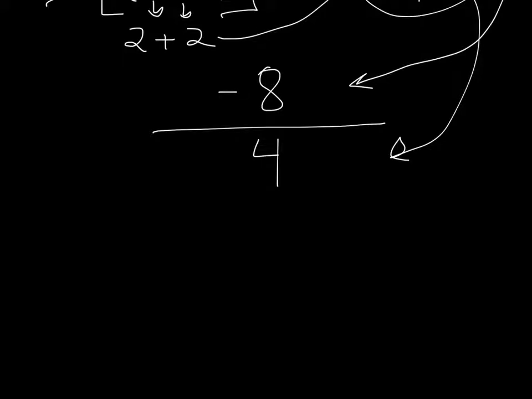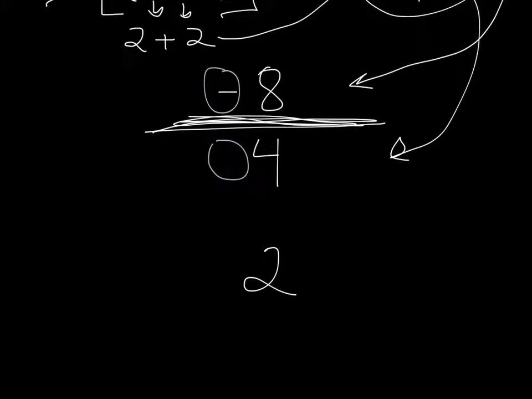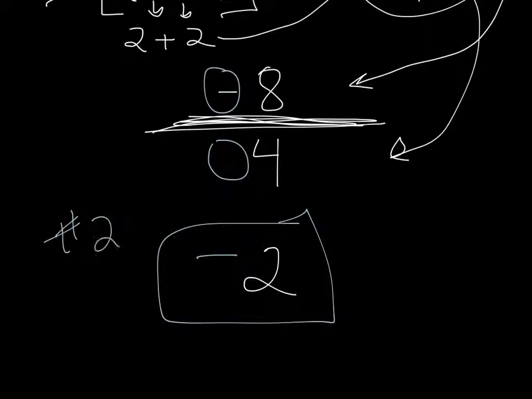So, negative 8. And remember, this line means divided by. Negative 8 divided by 4. Well, 8 divided by 4 is 2, and then a negative divided by a positive gives us negative. So the answer to number 25 is negative 2.